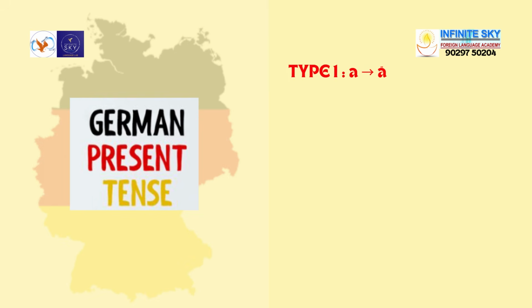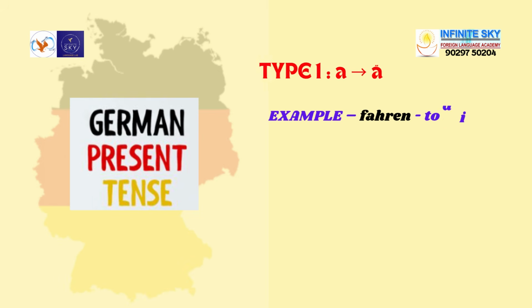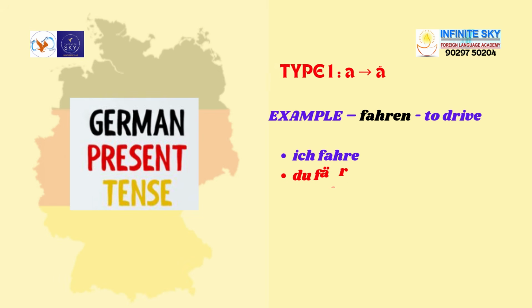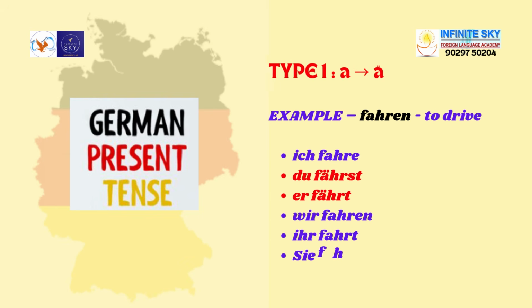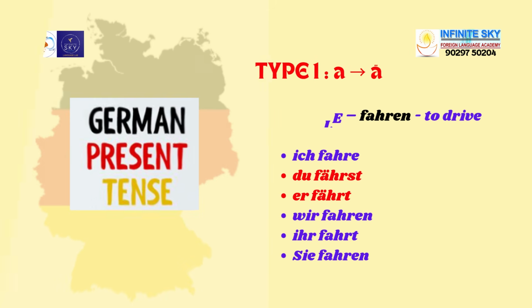Type 1. A becomes Ä (a umlaut). For instance, fahren, to drive. Ich fahre, du fährst, er fährt, wir fahren, ihr fahrt, sie fahren. Did you notice? A becomes Ä, but only in du and er/sie/es forms.